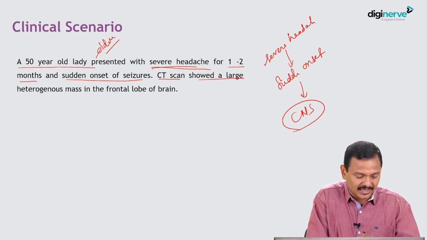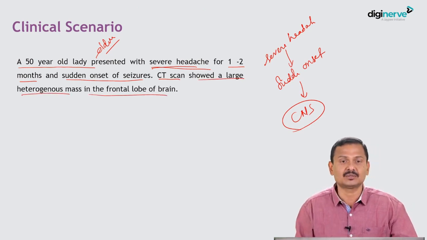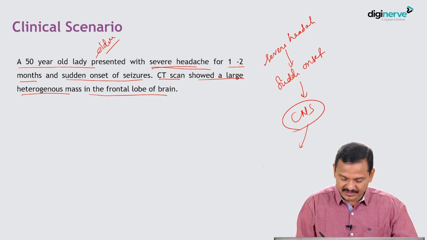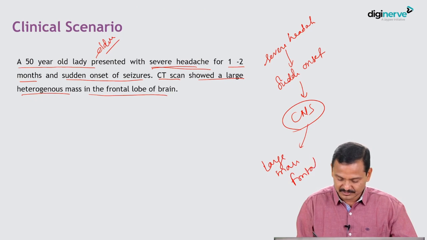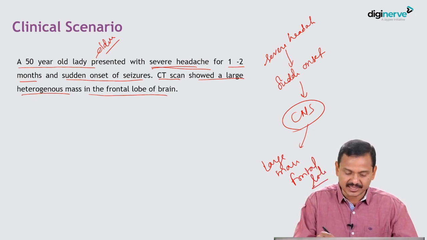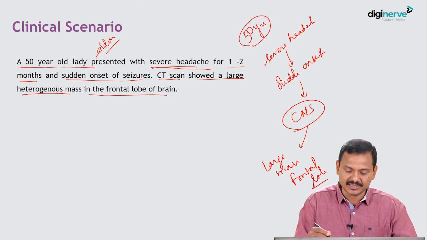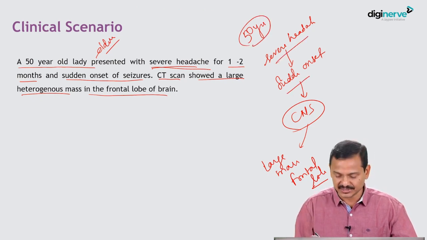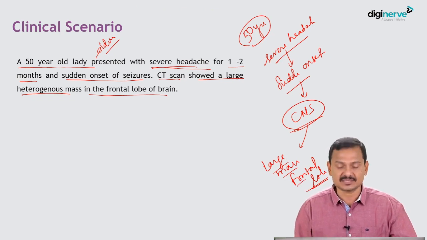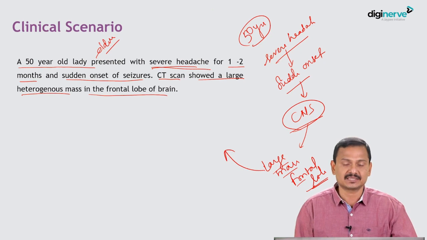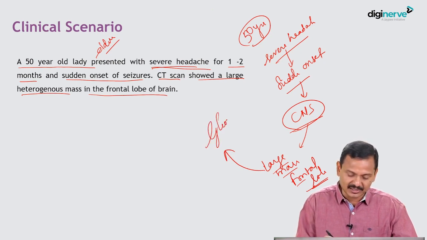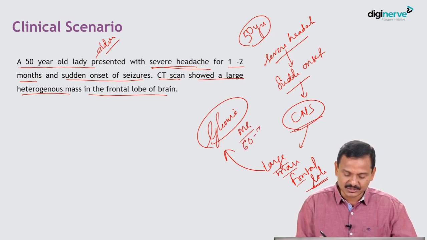CT scan shows a large heterogeneous mass in the frontal lobe of the brain. So there is a large mass in the frontal lobe. If you take the age, a 50-year-old lady who has severe headache of sudden onset, and then she has a large mass in the frontal lobe, the most likely diagnosis is a glioma, which is the most common tumor, accounting for say 60 to 75% of CNS tumors.